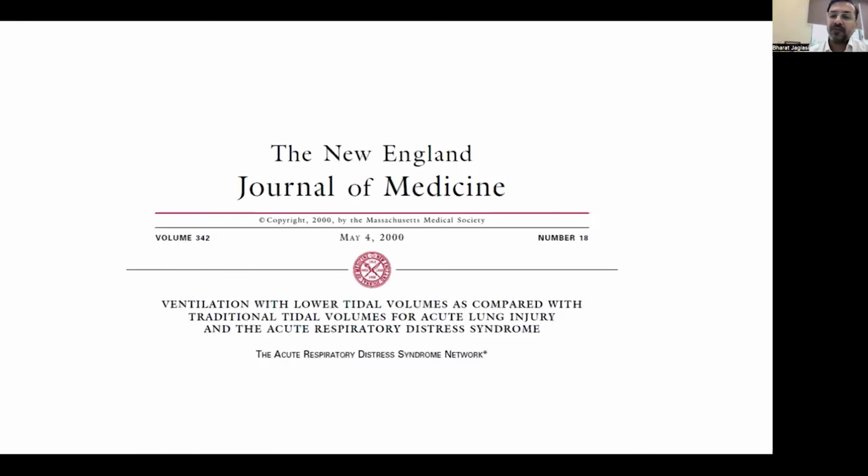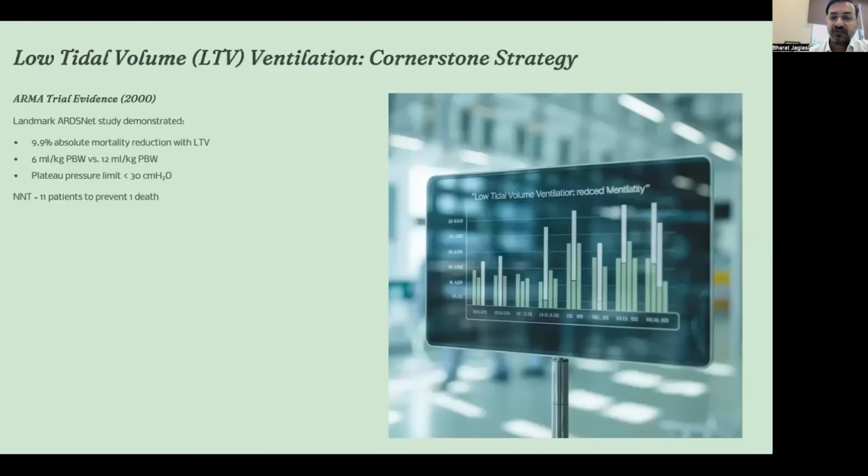This all came up in 2000, when a paper was published in NEJM which spoke about low tidal volume ventilation. There was a 9.9% reduction in absolute mortality with low tidal volume, when 6 ml versus 12 ml per kg of predicted body weight was compared, maintaining plateau pressure less than 30 centimeters of water. And the number needed to treat was 11 patients to prevent one death.